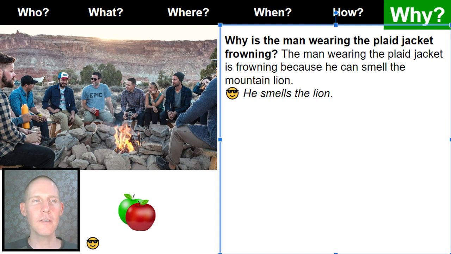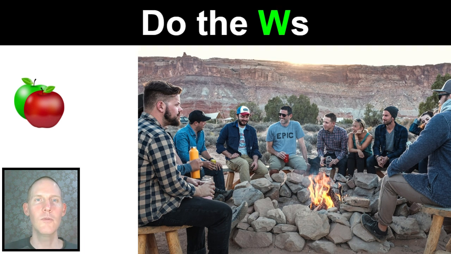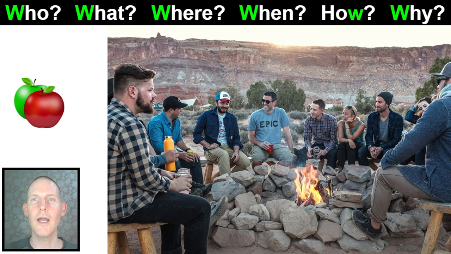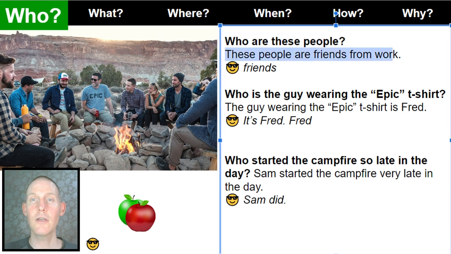Okay, well look at that. We just answered the W's, right? We started at the beginning, we did the W's. We did who, what, where, when, how, and why. Let's take a look. We did questions in bold, right? Then we did the long answer, the complete answer, the one that your English teachers always tell you, write in complete sentences. However, when we speak, we don't always speak in complete sentences. And most of the time, I would say we don't answer in complete sentences.